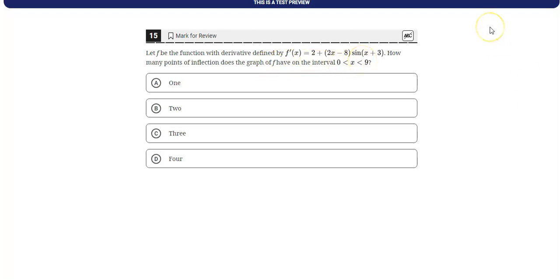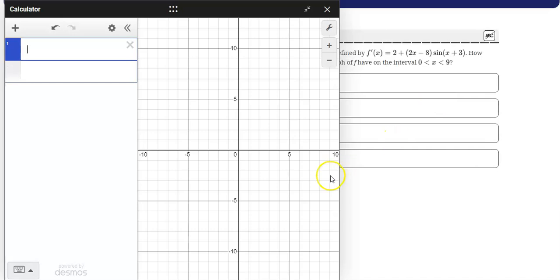This is a calculator question, and honestly, the strategy that we're about to discuss here is probably one of the most useful strategies you can use across your calculator multiple choice questions. I'm going to fire up the Desmos tab here.